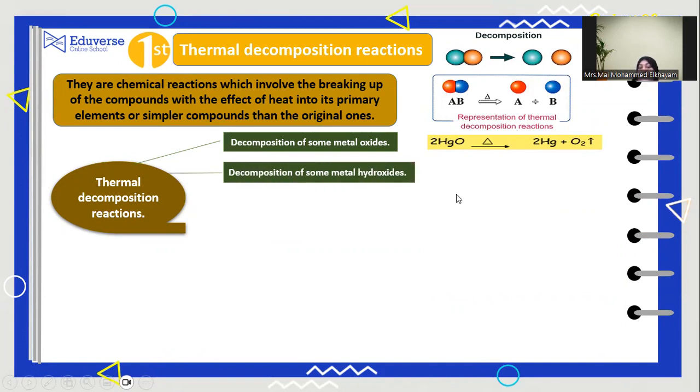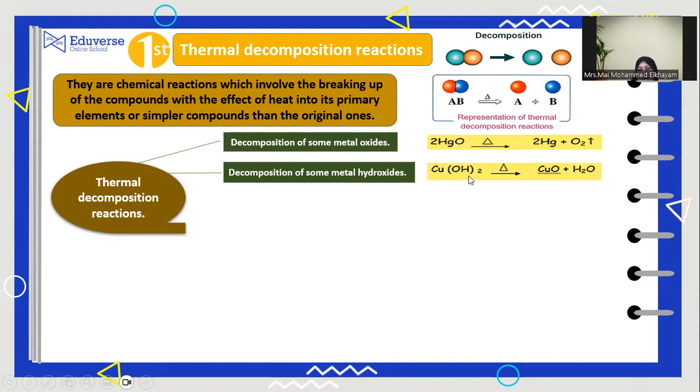While the decomposition of some metal hydroxides, like the decomposition of copper hydroxide by heating, will give us copper oxide and water. Pay attention, copper hydroxide is blue in color, and by heating it will give us the black copper oxide.